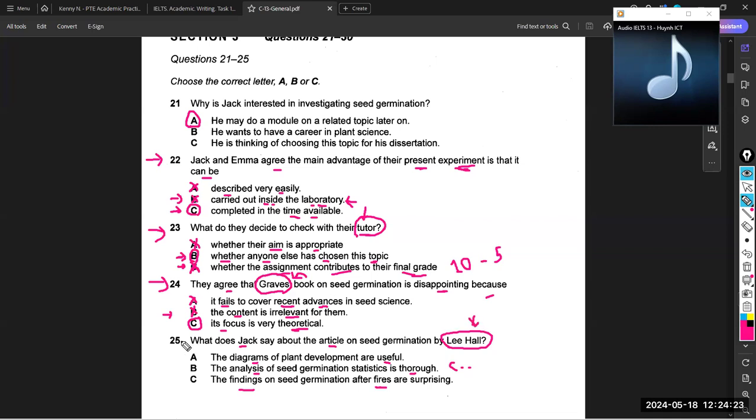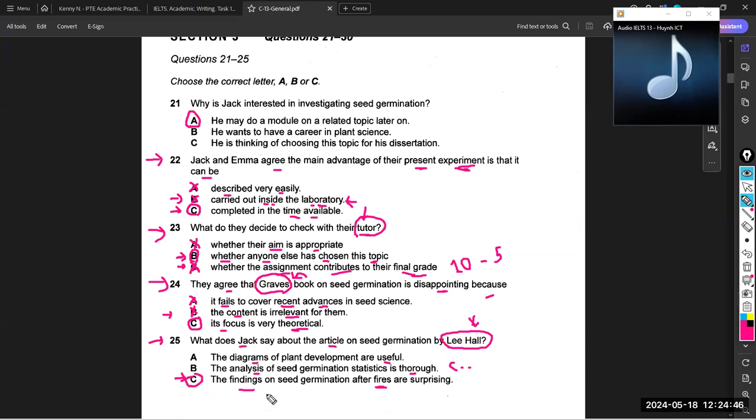I read an article about seed germination by Lee Hall. By Lee Hall, so the speaker is here, and we must follow the speaker so we don't lose them. About seeds that lie in the ground for ages and only germinate after a fire. After a fire, this is it. What does Jack say about the article? That's the one.